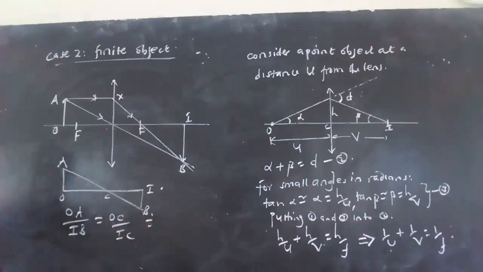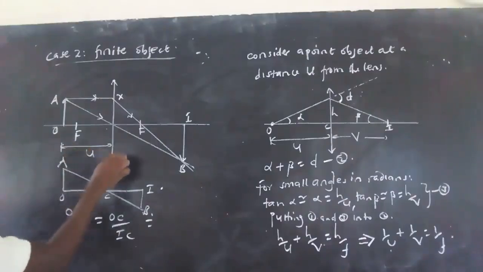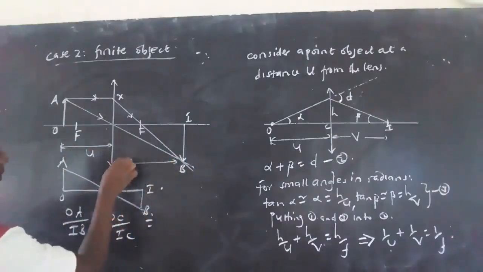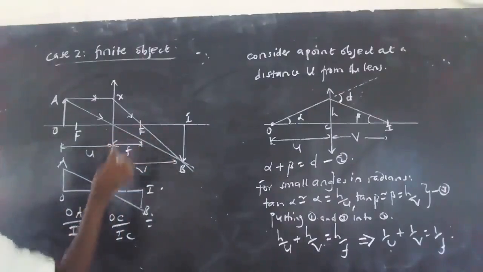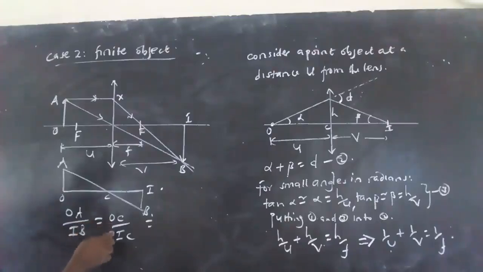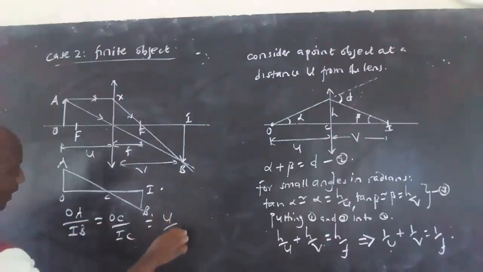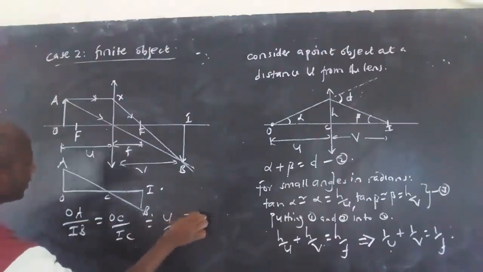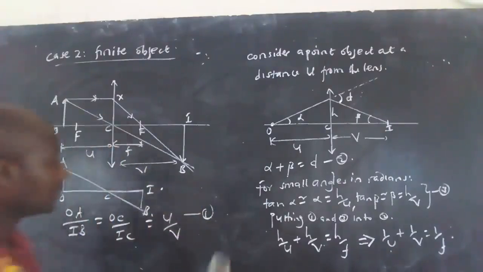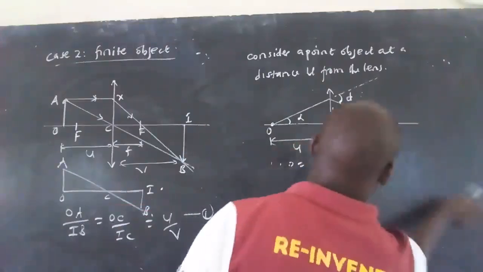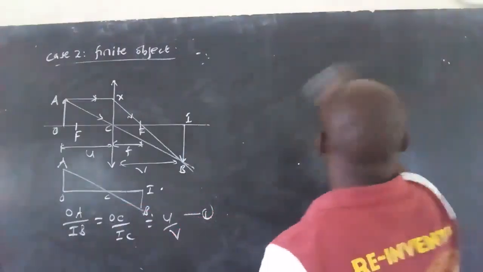So this is OC. OC is U. This is U. Then this is V. Then this is F. Which is OC is U divided by IC, which is V. Call this equation 1. Where C is this one. We go to the next one.